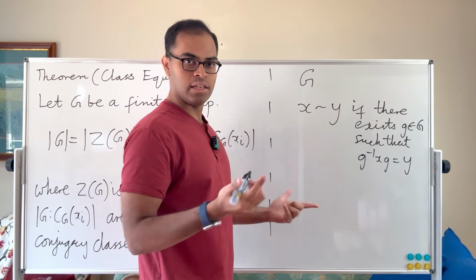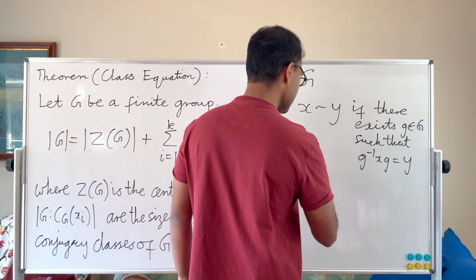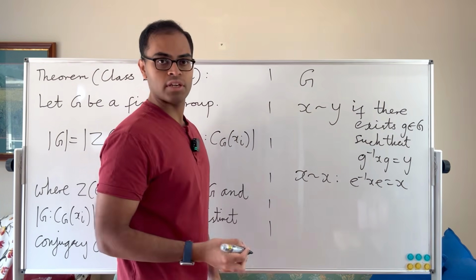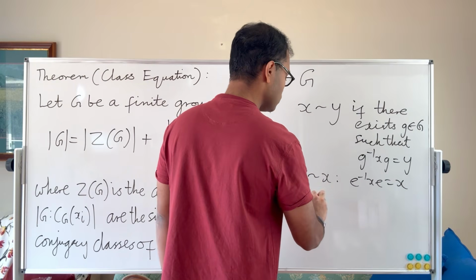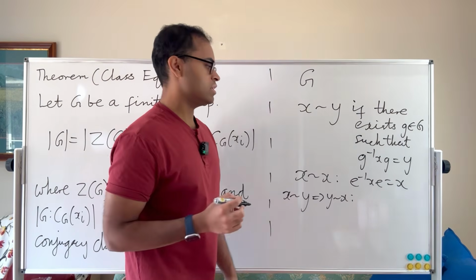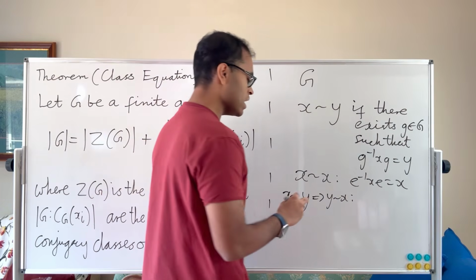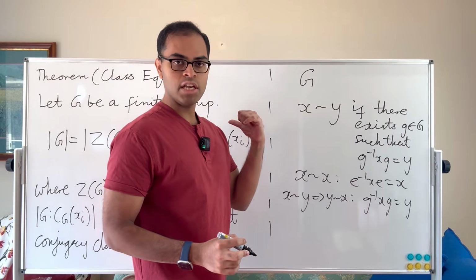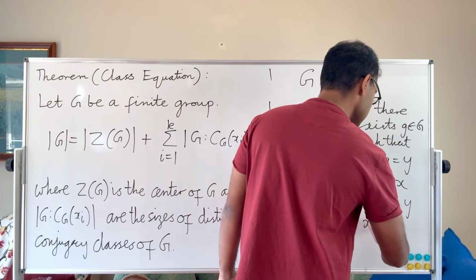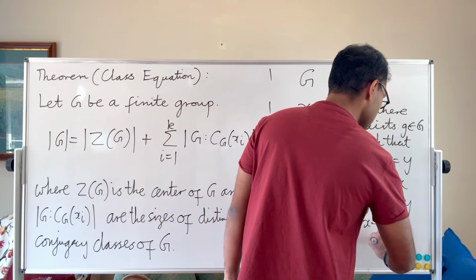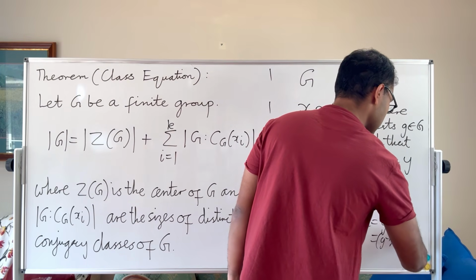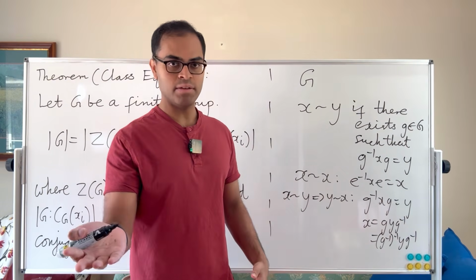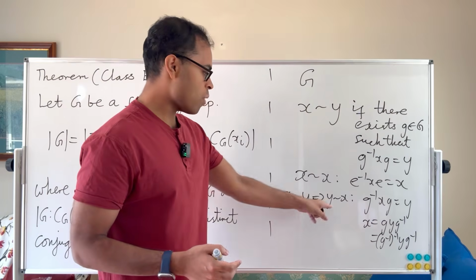So why is this true? Why is this an equivalence relation, so that what I said is true? Well, X is equivalent to X because e inverse X e is equal to X. So X is conjugate to X. If X is equivalent to Y, then it implies Y is equivalent to X. So why is this? If g inverse X g is equal to Y, then if we pre-multiply by g and post-multiply by g inverse, we get X is equal to g Y g inverse. So something inverse times Y times that something, namely g inverse, is equal to X. Therefore, Y is equivalent to X.